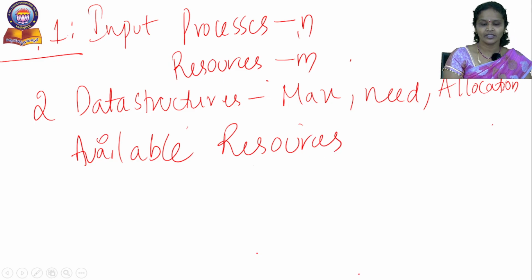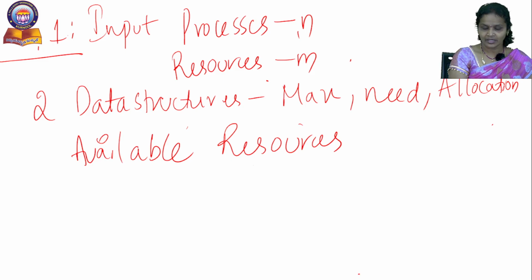So they may give any one of the two data structures, either max need or max allocation, or need allocation. Based upon that we need to calculate the other data structure. Just now we have seen how we are going to do that. Then they will also give us the current available resources in the system.